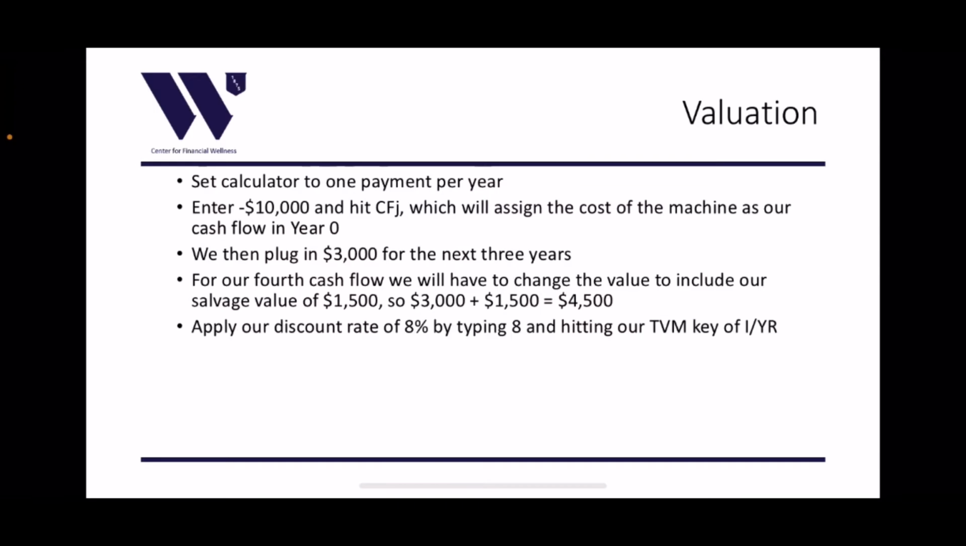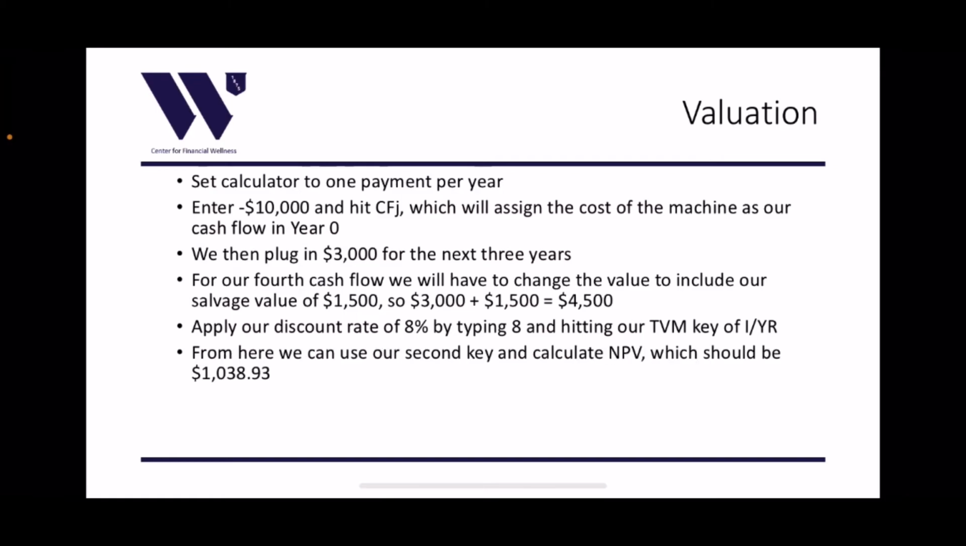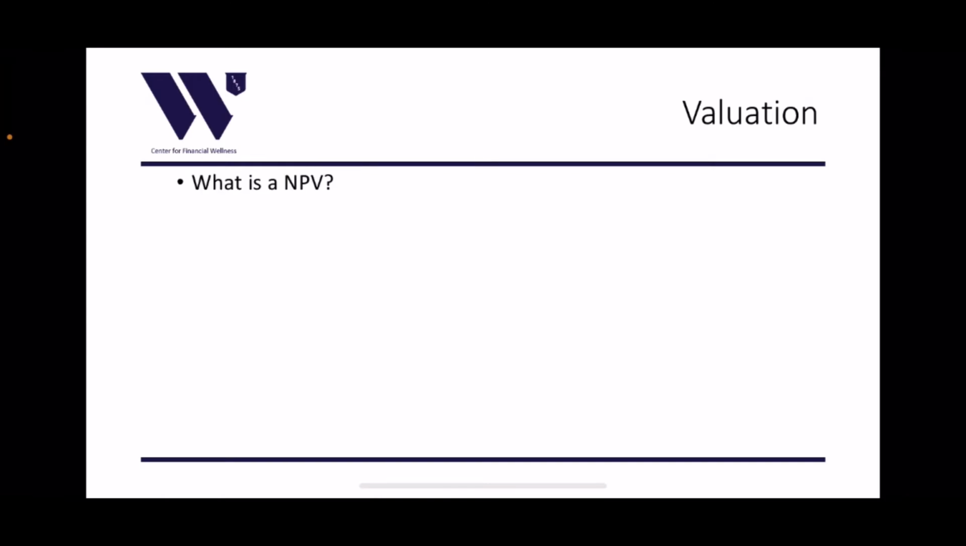And then we'll go ahead and apply our discount rate of 8% by typing 8 and hitting our time value of money key for our interest rate over the year. And so once we plug all that in, we hit the second key, calculate net present value, and that should be around $1,038.93. So that value that we got was a net present value.